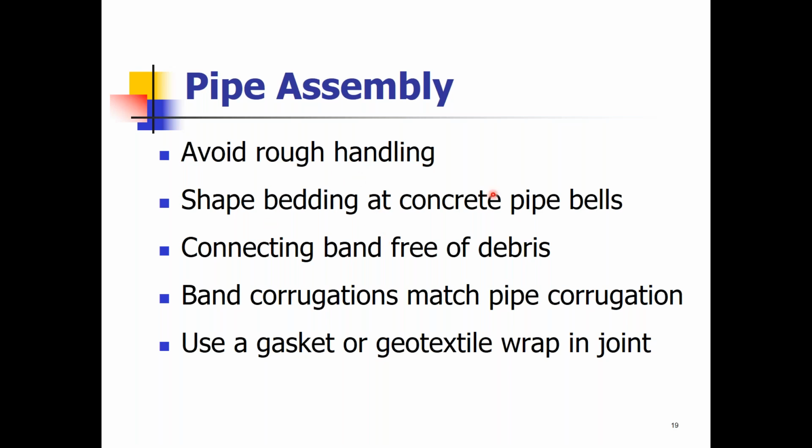If you're using concrete pipe bells, go ahead and shape the bedding so that they're going to fit and connect properly. When you're putting your pipes together, make sure there's no debris in between them when you're connecting them. Make sure you're using the same pipe corrugations from pipe to pipe. You're not using different size pipes or different types of pipes. Make sure they go together properly. You can use a gasket or a geotextile as a wrap in the joint to hold it tight.